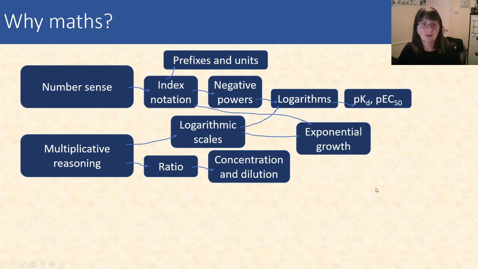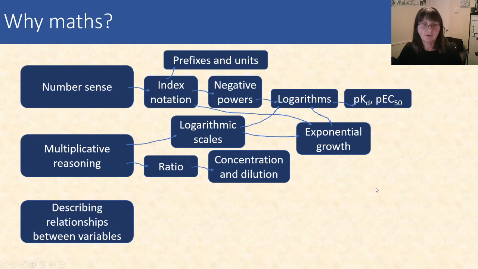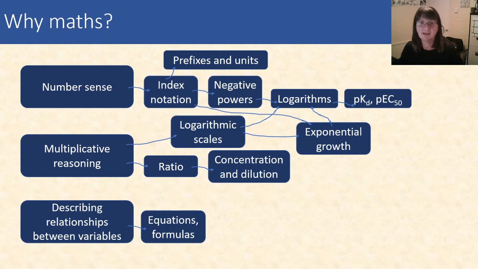The other core area of maths is what I like to call describing relationships between variables. It's what you might call algebra. I don't like to call it that because it has awful connotations of manipulating symbols on a page for no obvious reason. And really what we're doing in biology is we're using equations and formulas to show how things relate, how one thing relates to something else in a more quantitative manner.